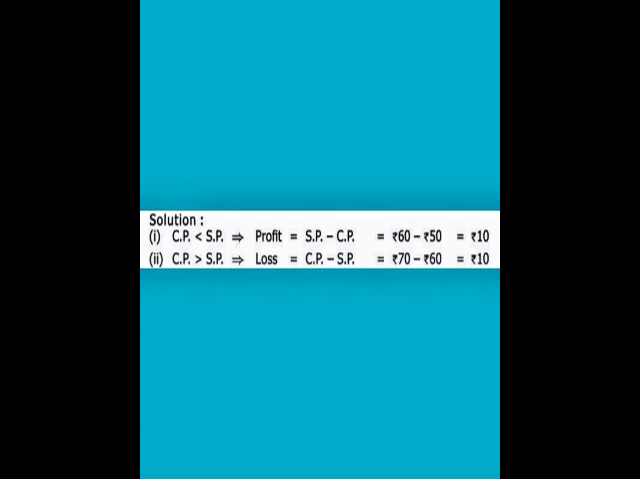If selling price is bigger, we have a profit. If cost price is bigger, that is a loss. So loss is equal to CP minus SP, which is equal to 70 minus 60. That is equal to rupees 10. Here we want to put rupees for each and every sum, because profit, loss, cost price, selling price are amounts whose unit is called rupees.